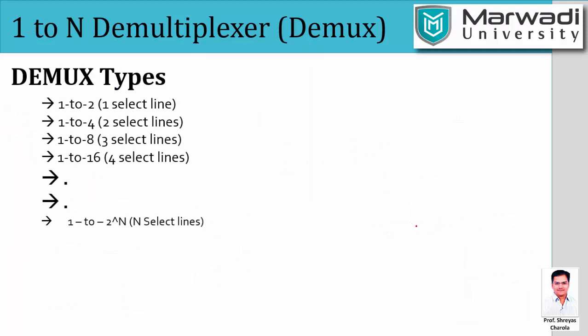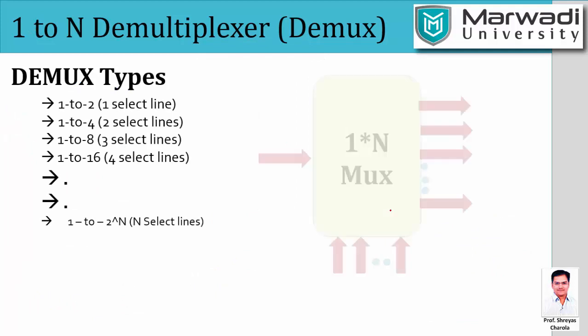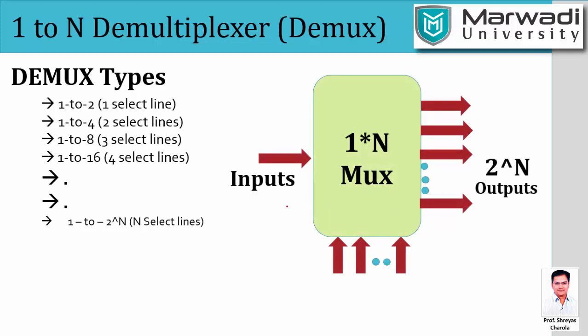Same as a demultiplexer, I have 1 input and 2 raised to n outputs. So how many selection lines do you have? I have 1 input, 2 raised to n outputs, and the selection lines will be equal to n. So it's just the reverse of a mux.